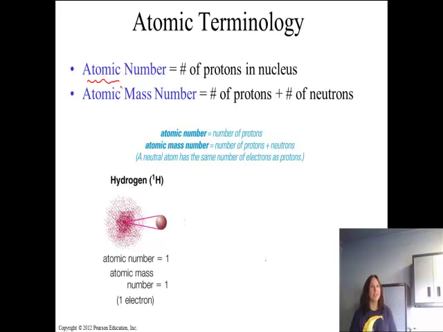The atomic number for iron, we'll be talking about iron in stars, is 26. Every iron atom has 26 protons in its nucleus, okay, etc.